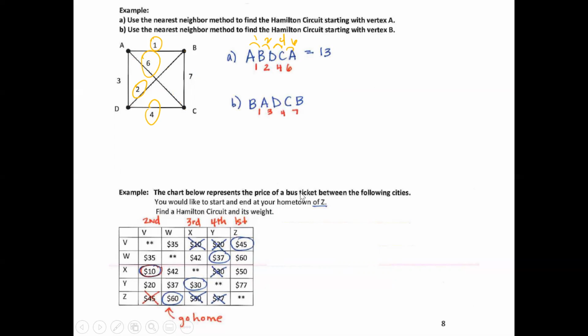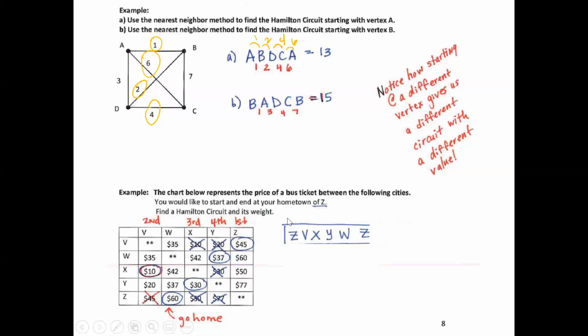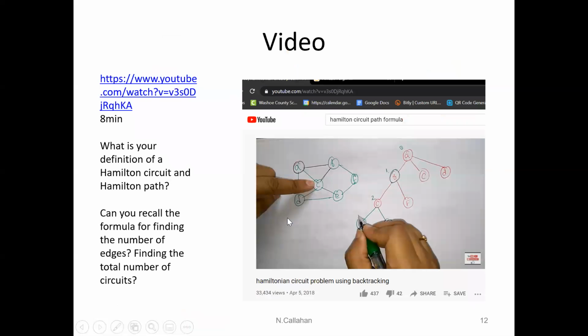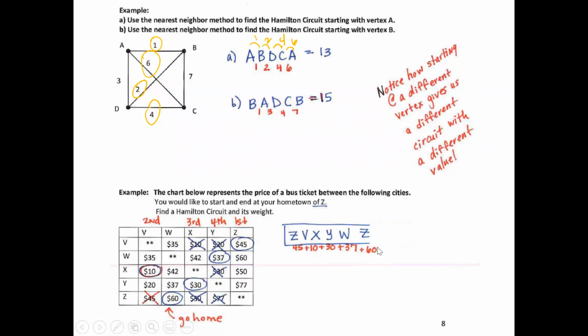The chart below represents the price of a bus ticket. Follow the following city. You will need to start in your hometown of Z, find the Hamilton circuit and its weight. So go ahead and give it a try. And take a look at my answer here.